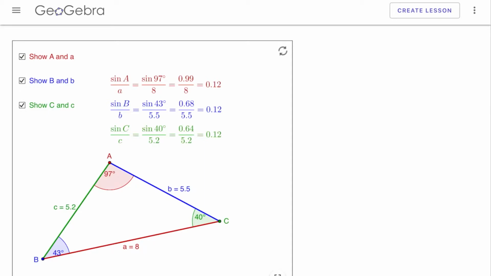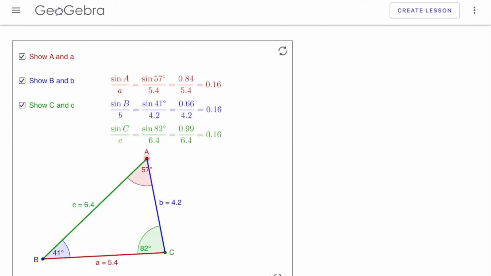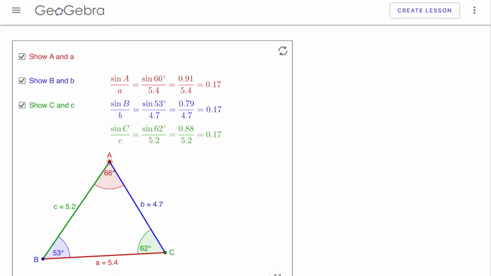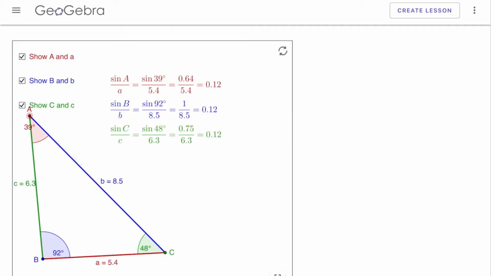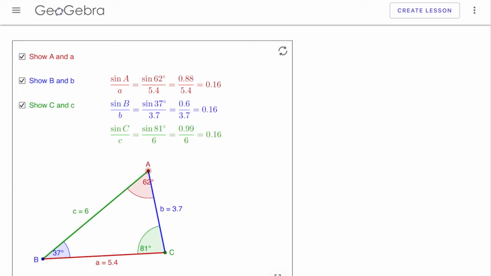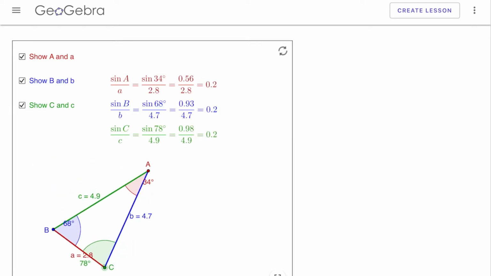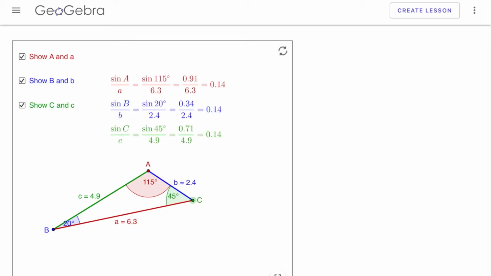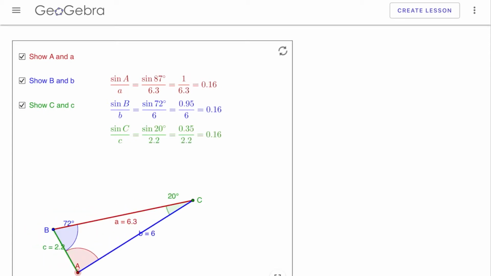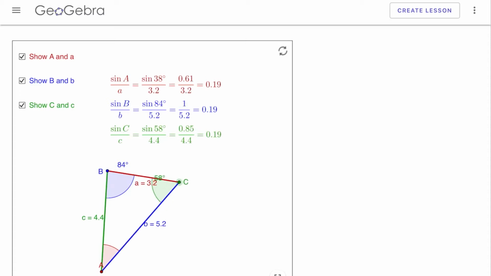So now I'm going to show you A, B, and C, and notice that the angle measurements are changing, right? For example, look at angle A right now, it's 66 degrees. It's now 110 degrees. Now it is 39 degrees. All these angle measurements are changing. The side measurements are changing. Even the ratios are changing, right? Like right now it's 0.2. Now it's 0.14. Now it's 0.16. No matter where I put it though, the ratios match up with each other.